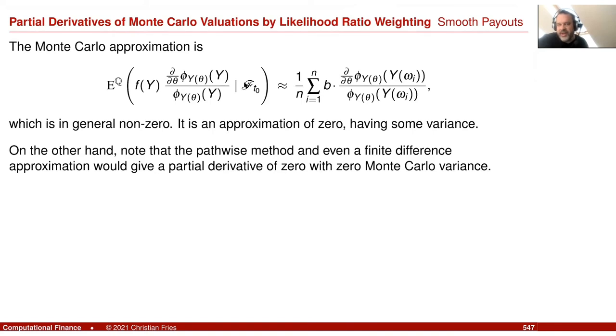If I now do a Monte Carlo approximation, I'm approximating this expectation, which is zero, by a Monte Carlo integral, evaluating here this function where the average is zero, but the function itself is non-zero. So my Monte Carlo samples are in general non-zero. On the other hand, as I mentioned, the pathwise method would give me, because I'm differentiating a constant, on a single pass the correct result.